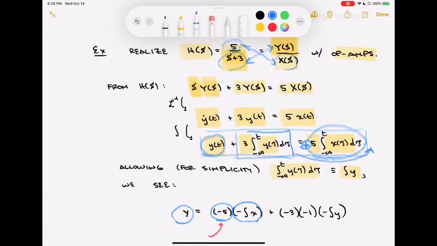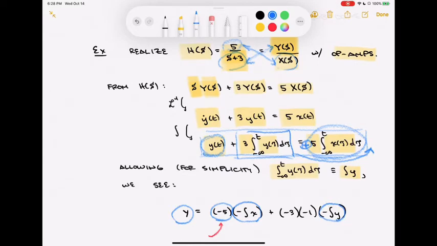Now, when it comes to this last term, the 3 integral y, I need to bring that over to the other side. That's going to give it a minus sign, so I'm going to be looking for minus 3 integral y. Let's start with just the integration. I'm going to get an integral, but integrators are required to have negative gains, so I'm going to have a minus integral y.